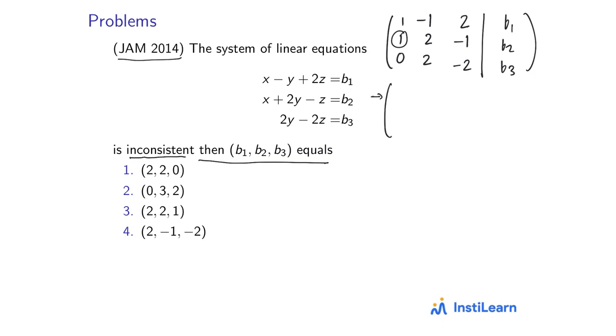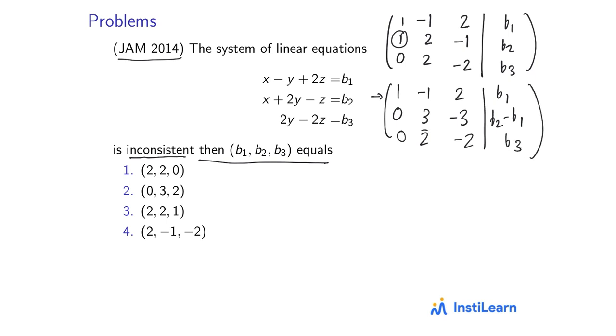So I'll quickly make a 0 on this position. So this will be 1, minus 1, 2, b1, and then I'll subtract row 1 from row 2. So 1 minus 1 is 0, 3, minus 3, b2 minus b1. Okay, and I keep 0, 2, minus 2, b3. Okay, now I'll create a 0 here.